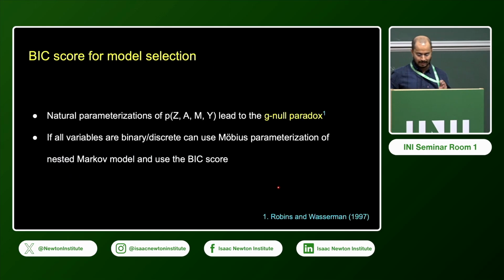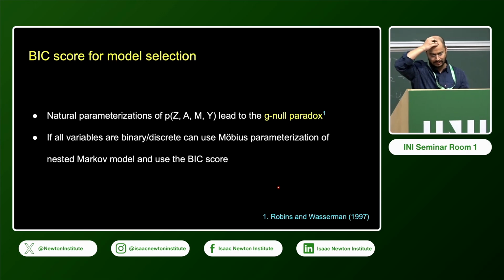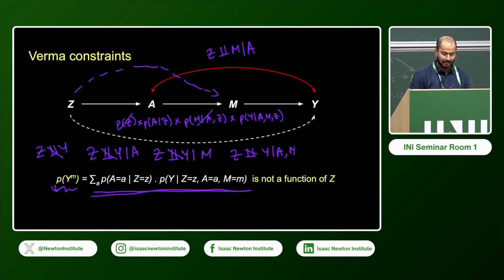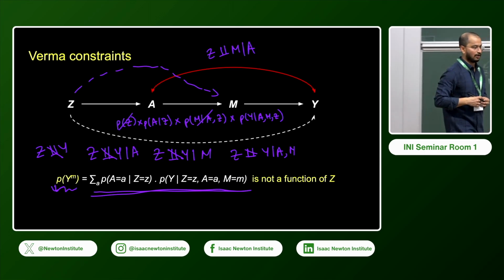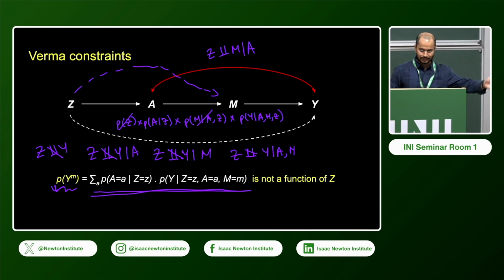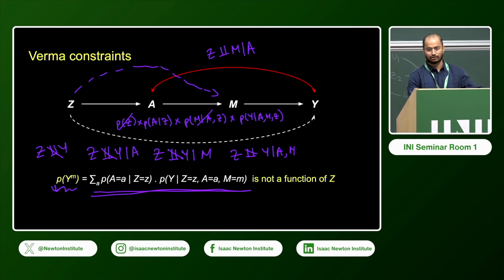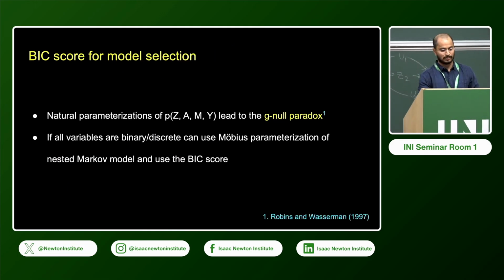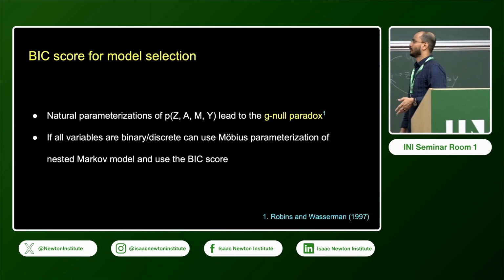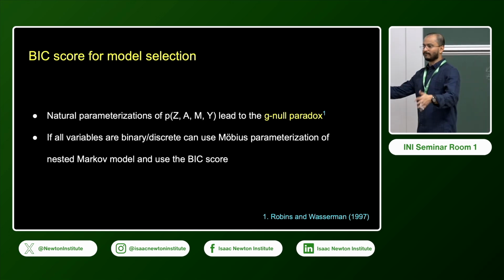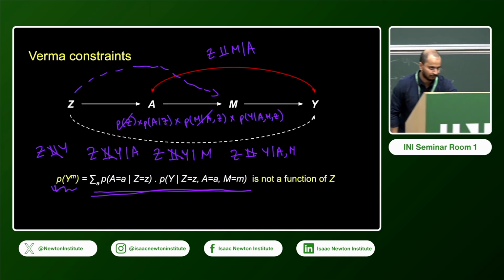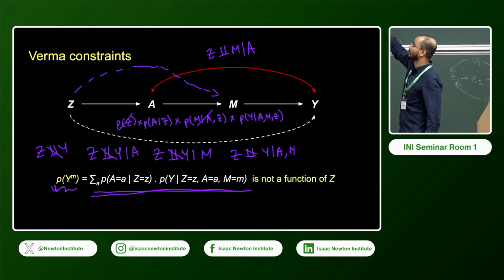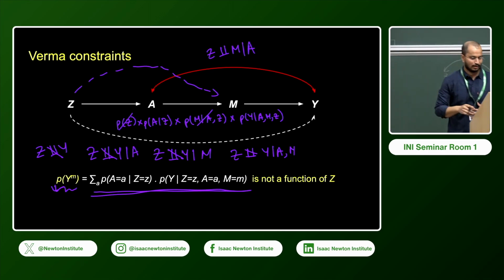what Jamie and Larry Wasserman pointed out in 1997 is that if you apply this natural parameterization of this graph, where you just do conditional distributions of each variable given the preceding variables, and you try and look for constraints, maybe you score it using the Bayesian information criterion, you will not find any constraints, except for the regular conditional independence of Z independent of M given A.